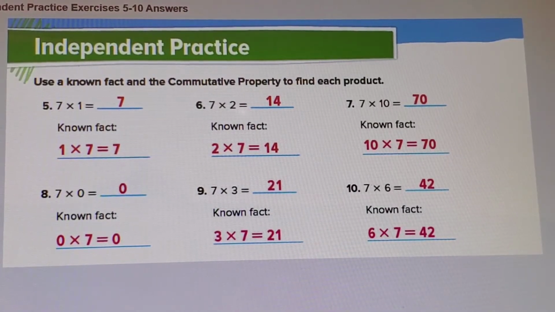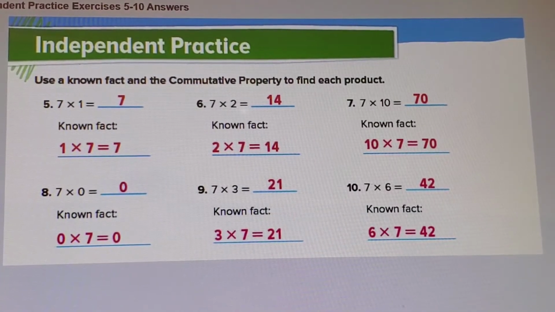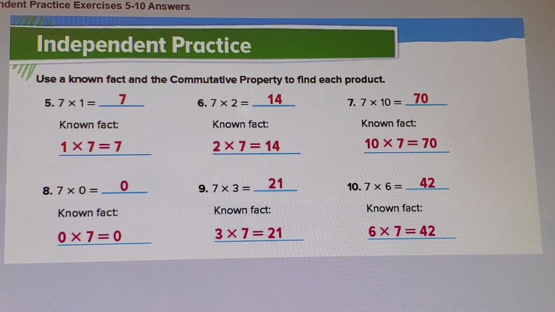In the commutative property, you're just switching the factors around. So it doesn't matter if you say 7 times 2 or 2 times 7. They're both going to always have the same answer of 14.